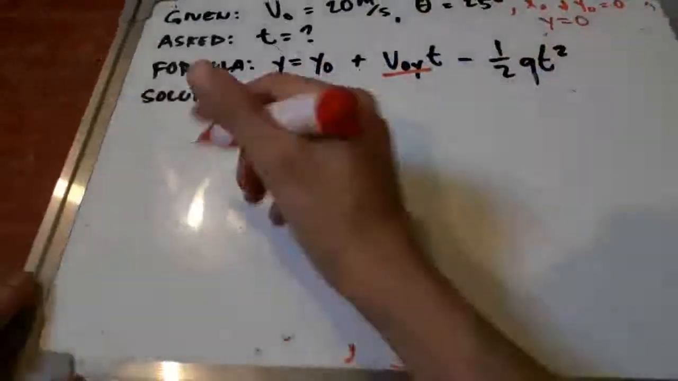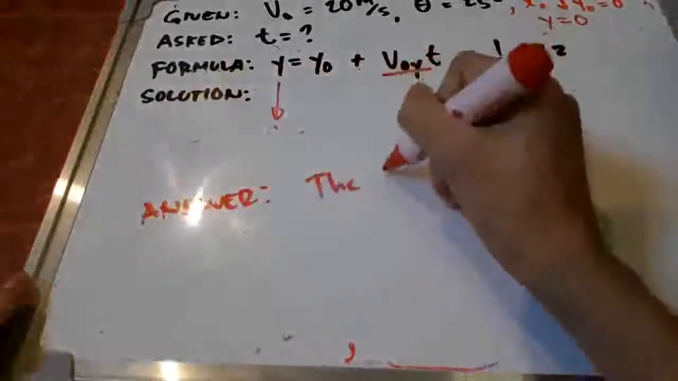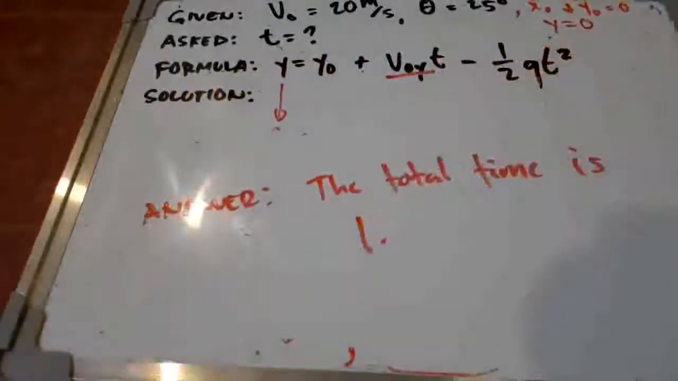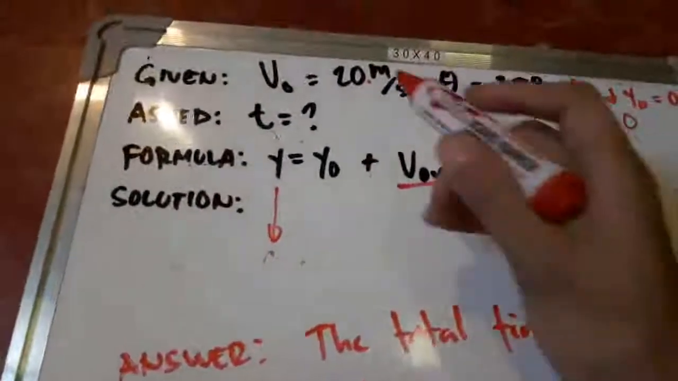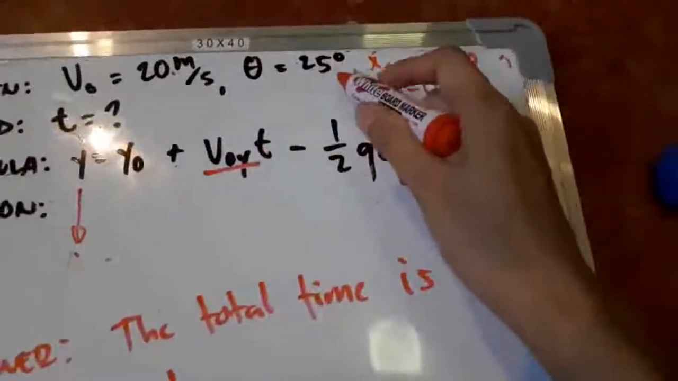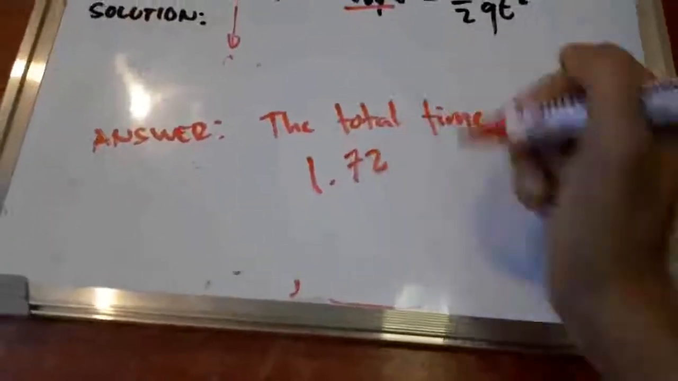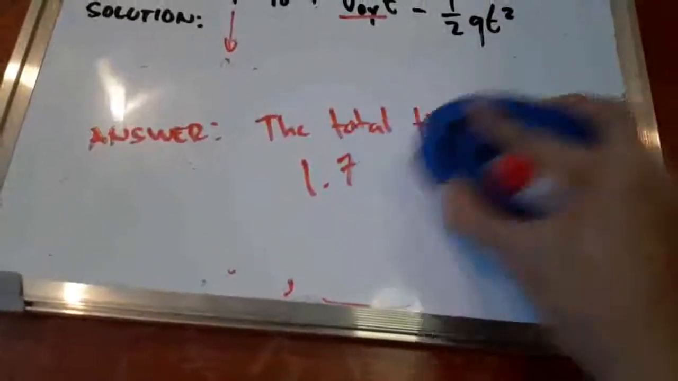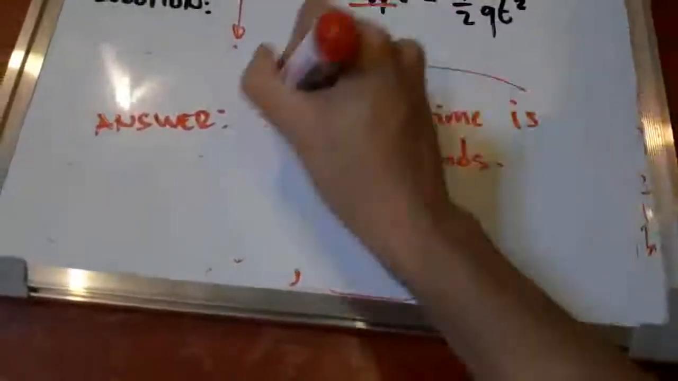So our final answer in this case will be: the total time is 1 point... How many significant figures? If we take this to mean that there is a dot there, and maybe they just didn't write the dot, we have two significant figures there, and in this case we have two significant figures there. So let's have our answer in two significant figures. 1.72 will be rounded down to 1.7. Alright, 1.7 seconds. This is our final answer.